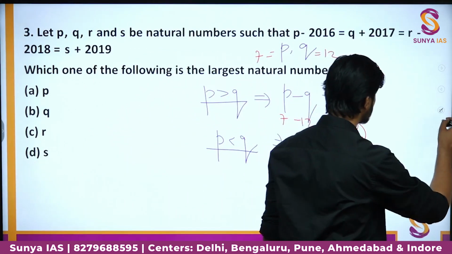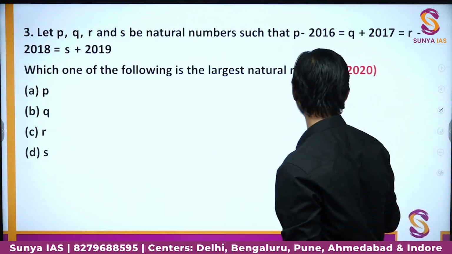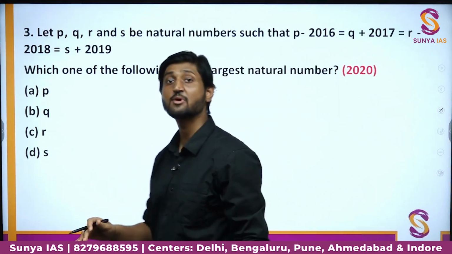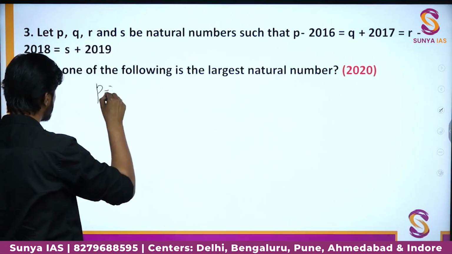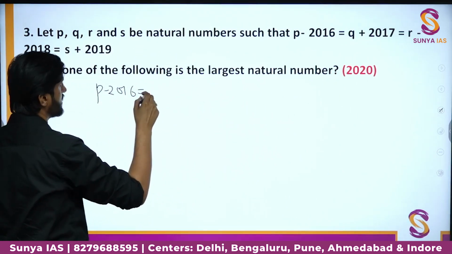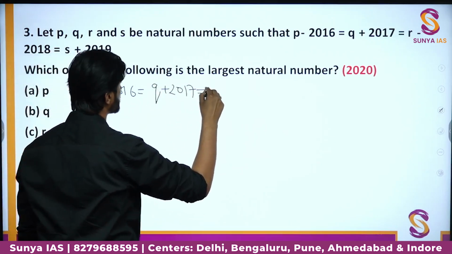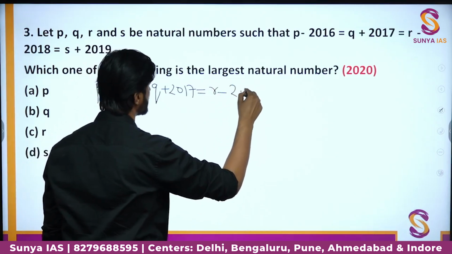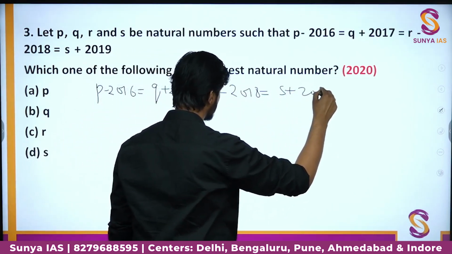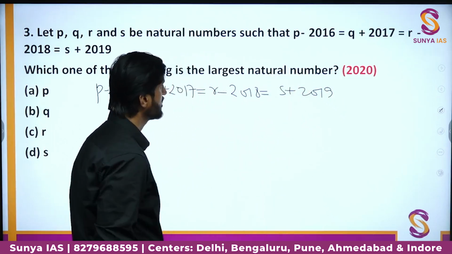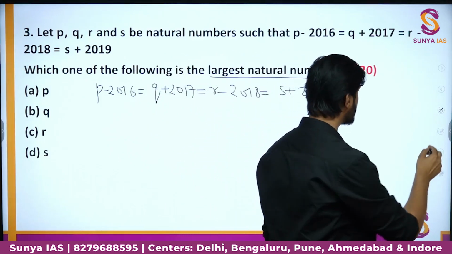So, let me just erase all of it and talk about the question now. We have here a big equation given. Let me rewrite it for you. We can say we have P minus 2016 is equal to Q plus 2017 is equal to R minus 2018 is equal to S plus 2019, right. Now, we have to tell which is the largest natural number among all these numbers.